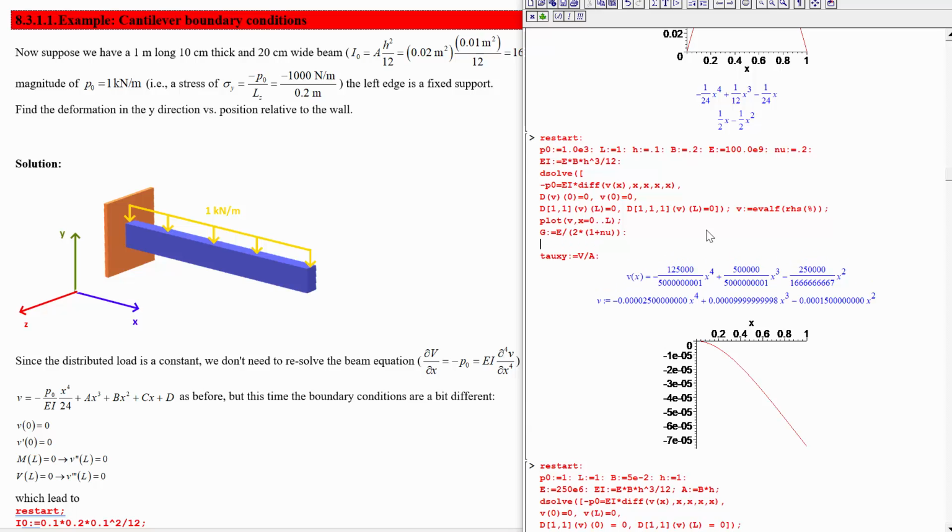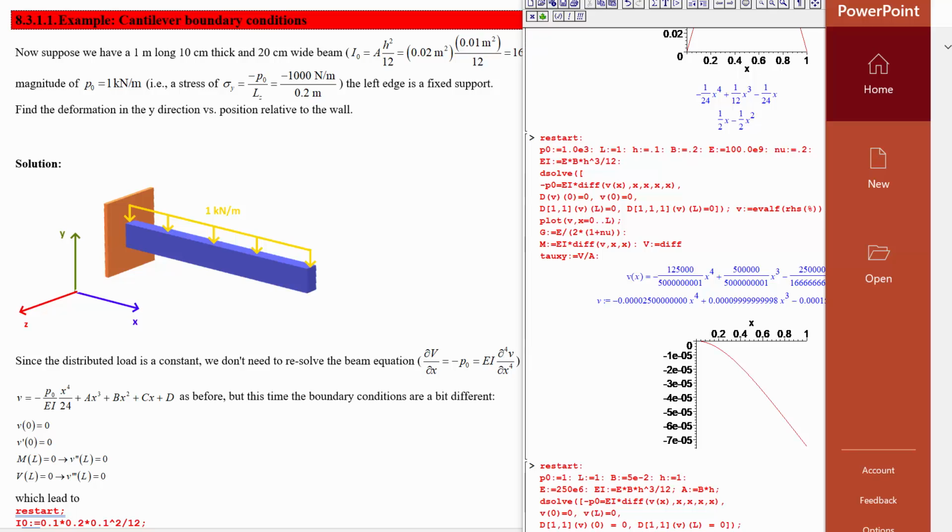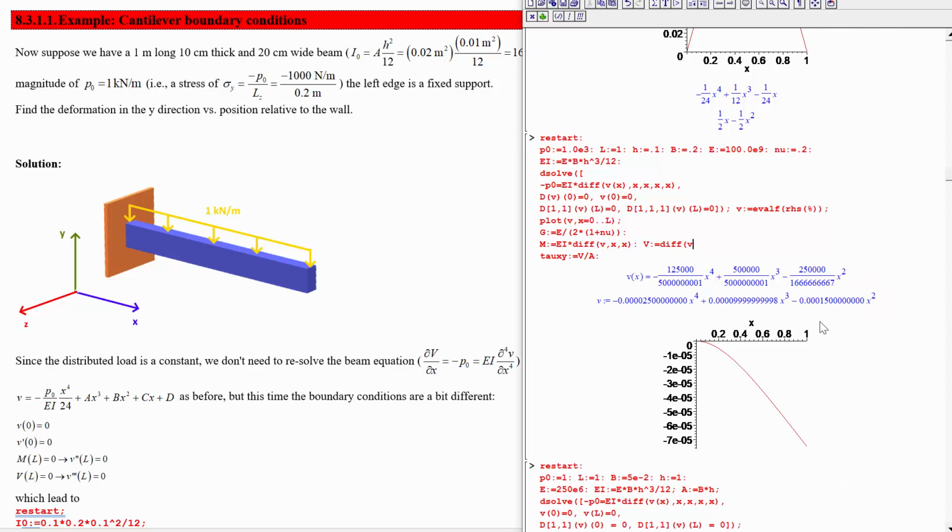So what is V? First of all, M is equal to EI times diff of V with respect to x twice, and V, big V, shear force, is equal to diff of, whoops, I've opened PowerPoint. It's the wrong hotkey. Not right now. Diff of V, or maybe we could say diff of M with respect to x again. So then we'll say that the shear force is V divided by A. Technically, this is the shear force on x in the negative y, I guess I should say.